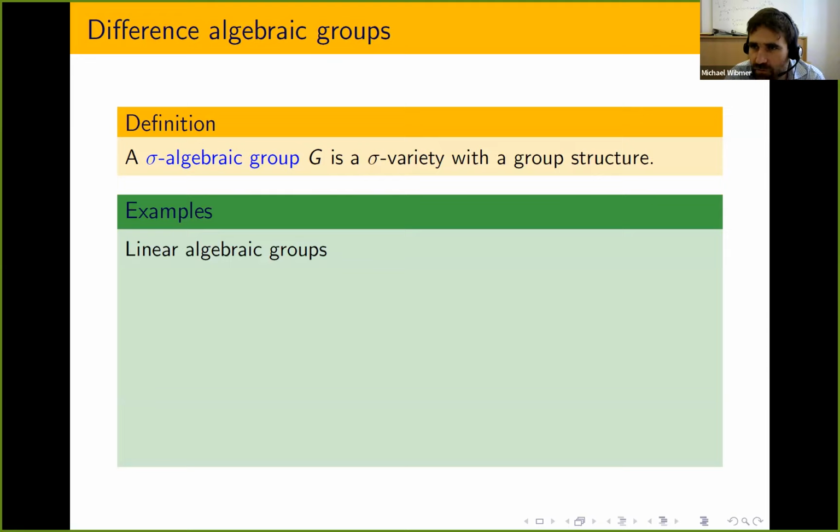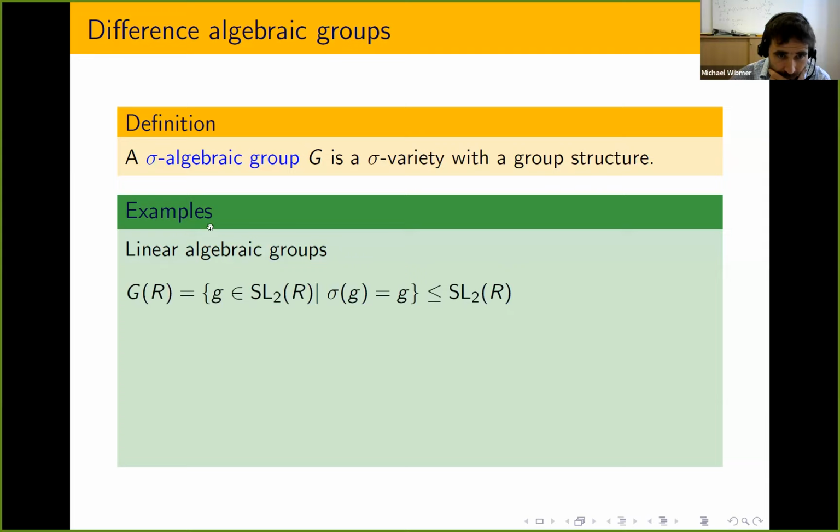Okay, so in this sense, difference algebraic groups are a generalization of algebraic groups. Here's another example. If you look at all matrices in SL2, so here R is always a K sigma algebra. K throughout is a fixed difference field. Everything is over K. So you could also say a difference algebraic group over K in the definition here.